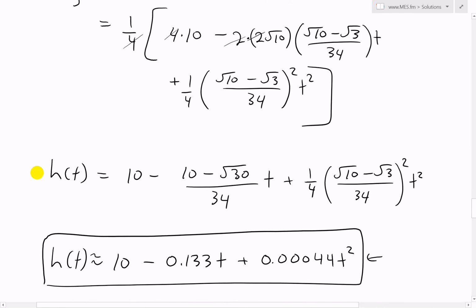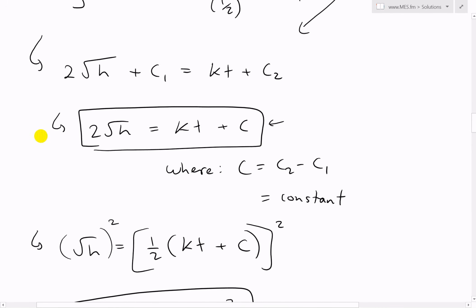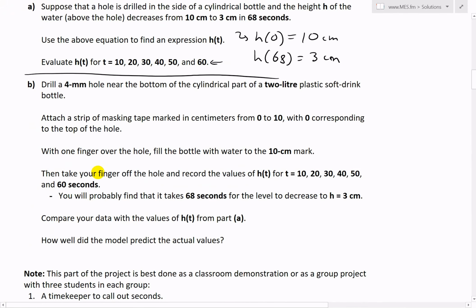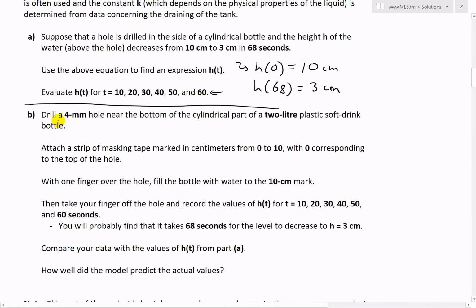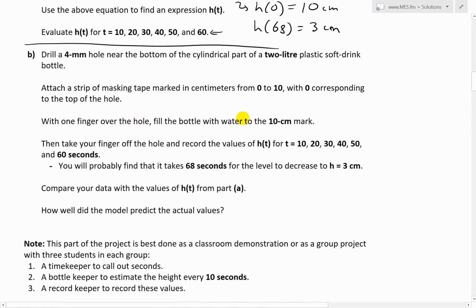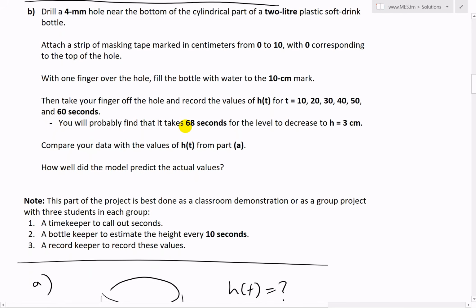So now let's look at part B. Part B is basically an experimental test, and it says drill a 4 millimeter hole near the bottom of the cylindrical part of a 2-liter plastic soft drink bottle. Attach a strip of masking tape marked in centimeters from 0 to 10, with 0 corresponding to the top of the hole. With one finger over the hole, fill the bottle with water to the 10 centimeter mark.